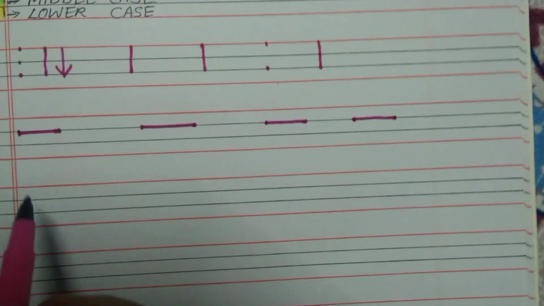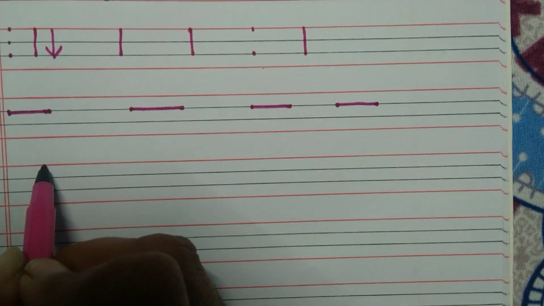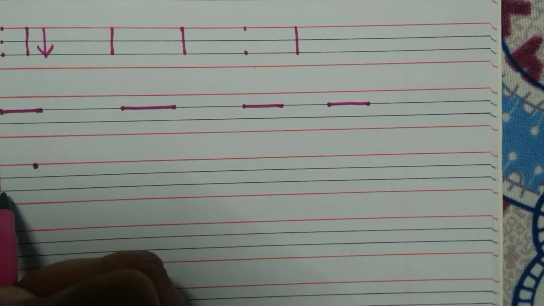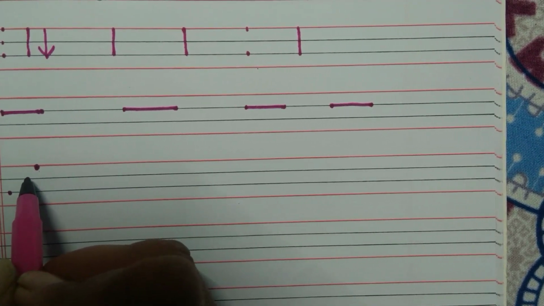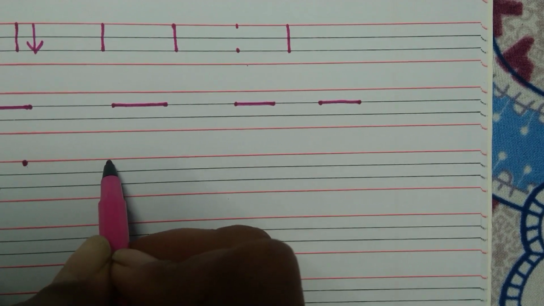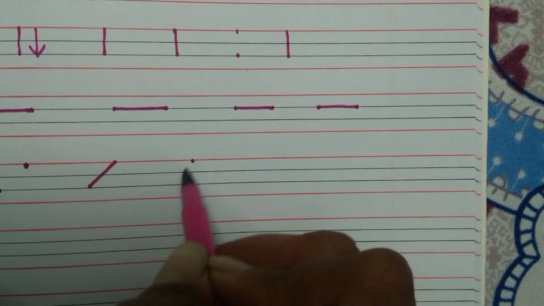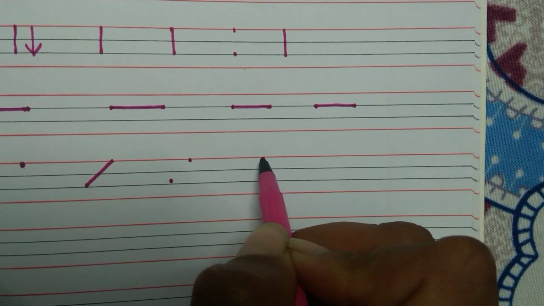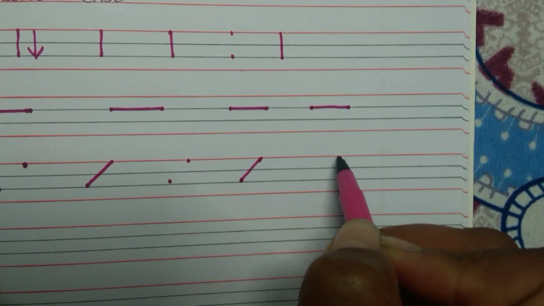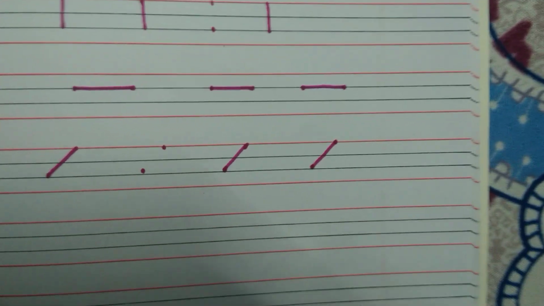Next is slanting line. When we write right to left, it is called slanting line. Left to right, slanting line.